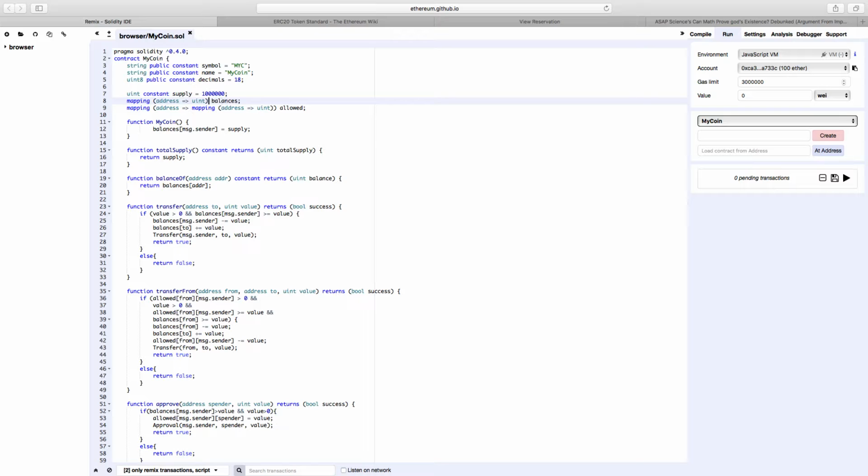Okay, so now, like we did before, we have a mapping. Every address has an integer attached to it, which shows the balance. So every address has a balance.